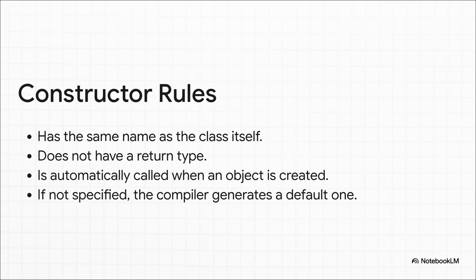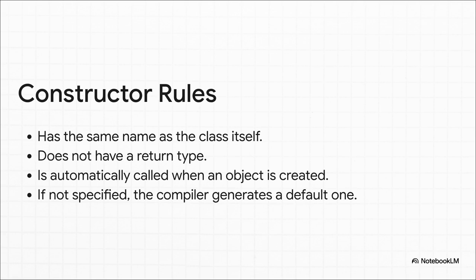Now, there are a few little rules that make constructors unique. They have to have the exact same name as the class itself. They don't return any value, not even void. And like we said, they're called automatically. Oh, and here's a neat trick. If you forget to write one, the compiler actually creates a basic empty one for you, just so your code doesn't break.